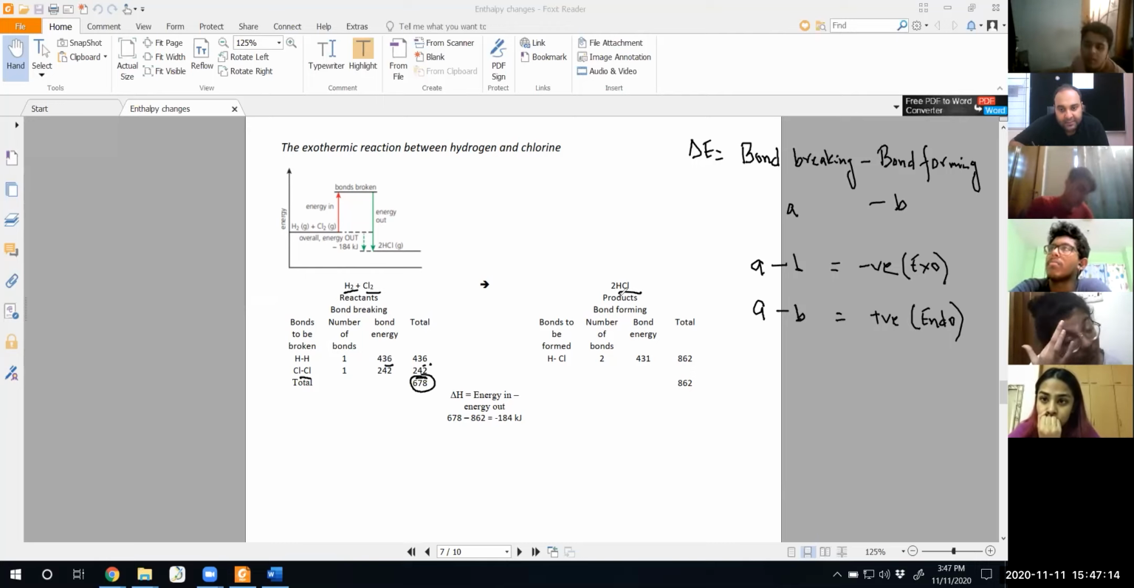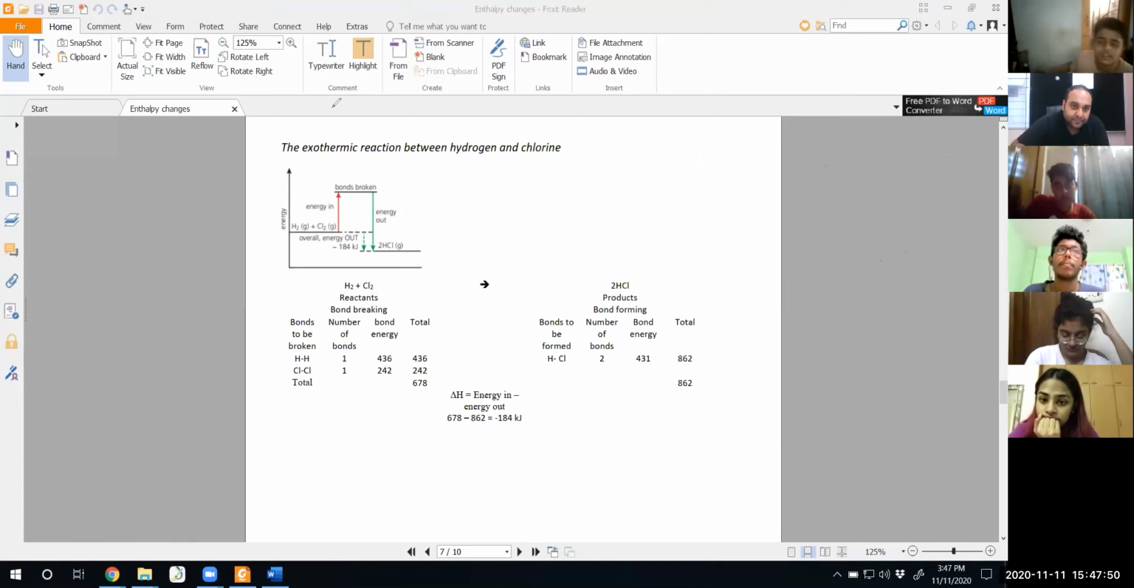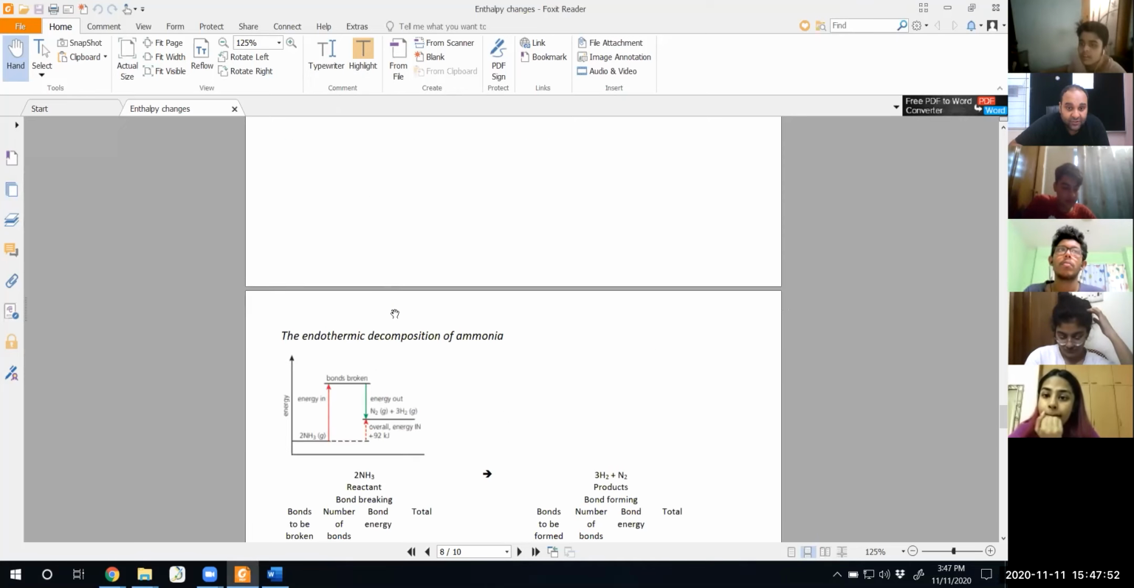And on the product side, in HCl, the number of bonds formed is 2 H-Cl bonds, which is 431 times 2, which is 862. So overall, bond breaking minus bond forming, or E in minus E out, gives a negative value, which means that this is an exothermic reaction.